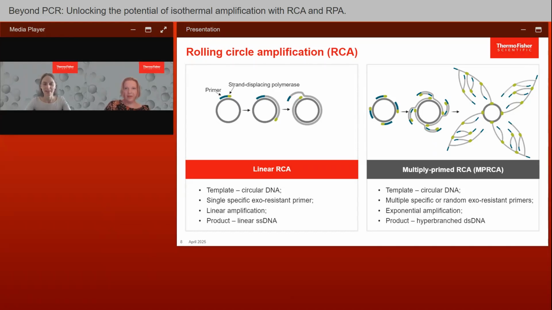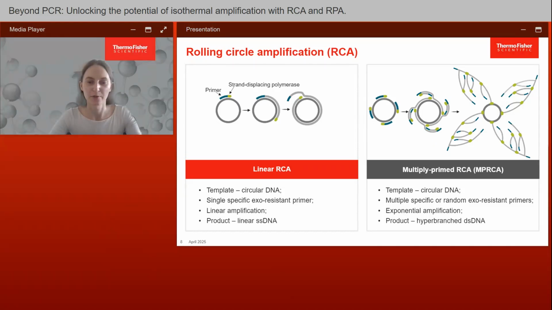Hello, everyone. Thank you, Rasa, for the great overview of RPA technology and introducing me. And now I would like to introduce you to another isothermal amplification technique, and this is called Rolling Circle Amplification, or RCA. This technique is used to amplify circular DNA templates, and it can be performed in two ways. The first way is called linear RCA, and the second, multiply primed RCA, or MP-RCA.